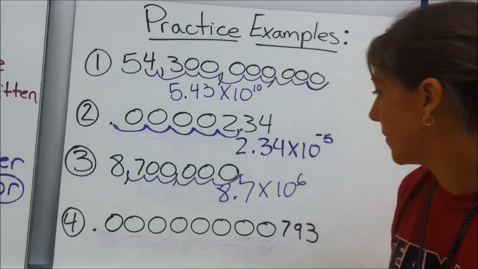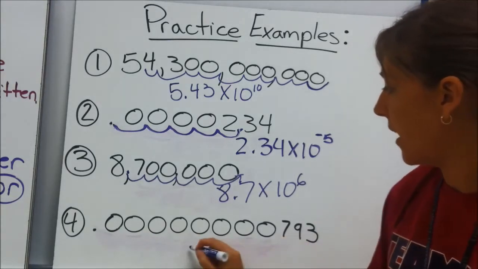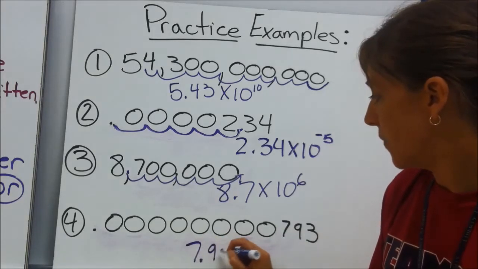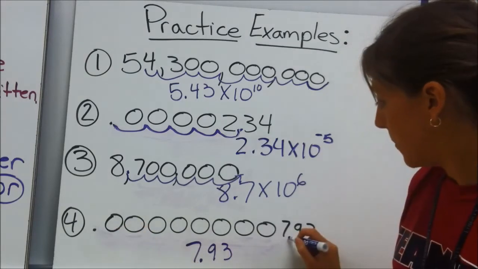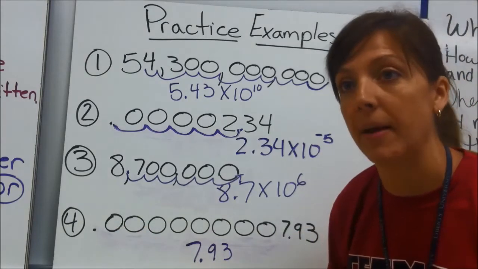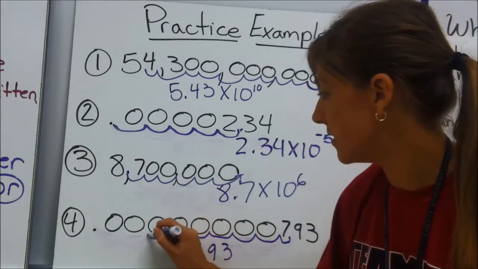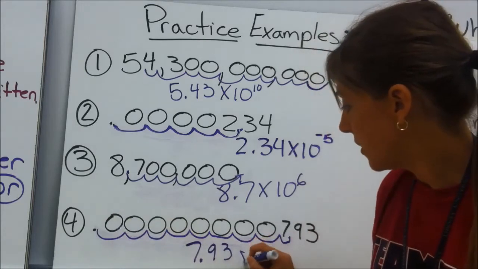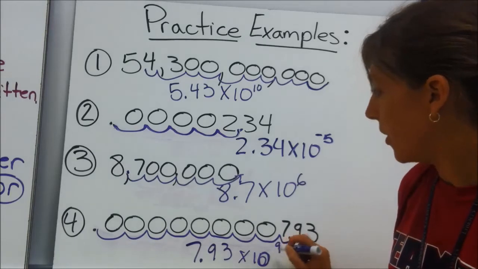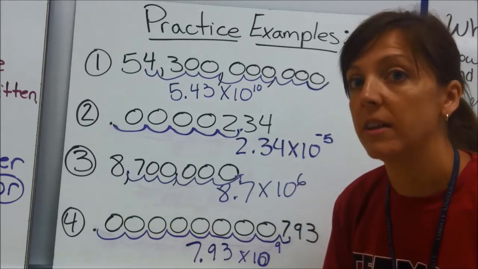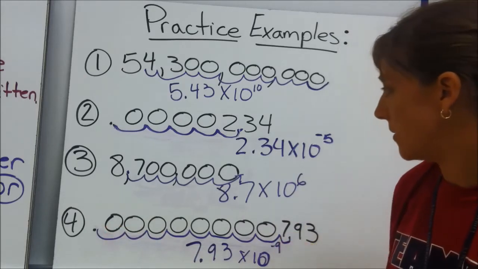Number 4, I have another decimal number here. I'm going to put my decimal behind the first non-zero digit, and if I put it here, how many places will I have to move it to get back to the original number? 1, 2, 3, 4, 5, 6, 7, 8, 9. So times 10 to the 9th power. Which direction did I move the decimal? I moved it in a negative direction, so it's a negative 9.